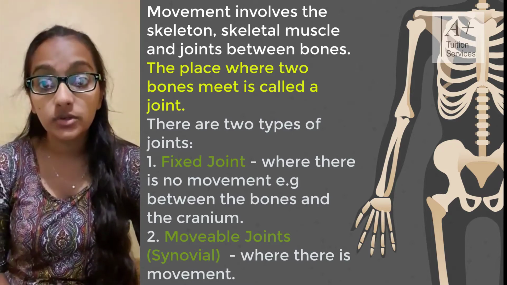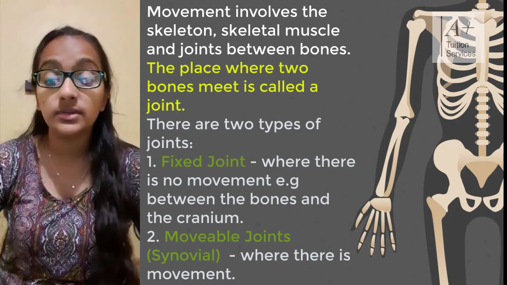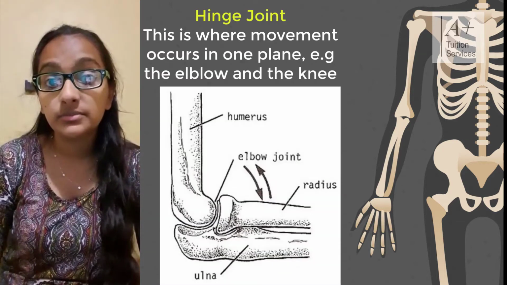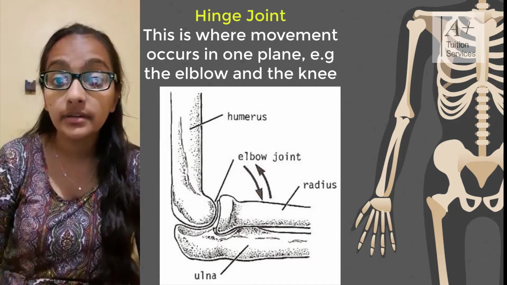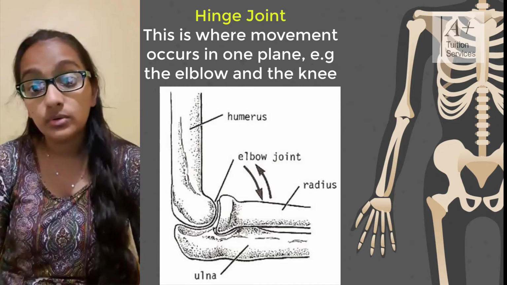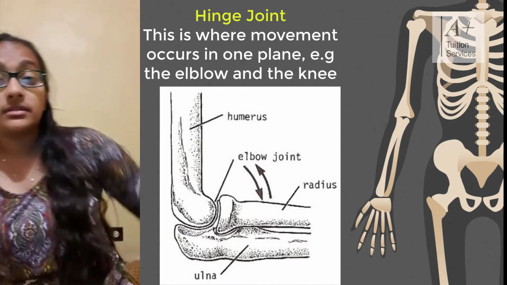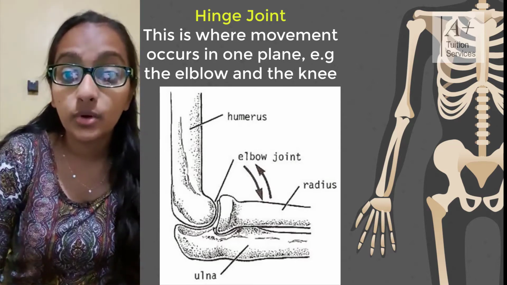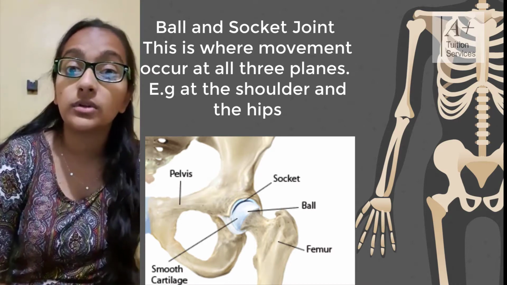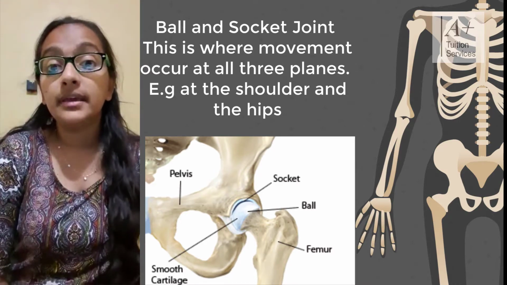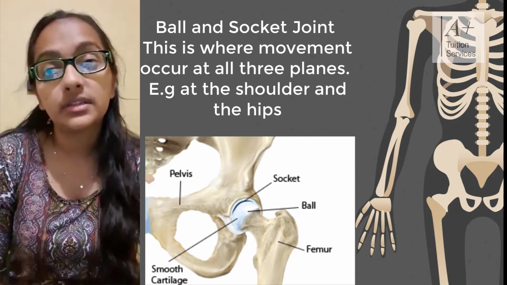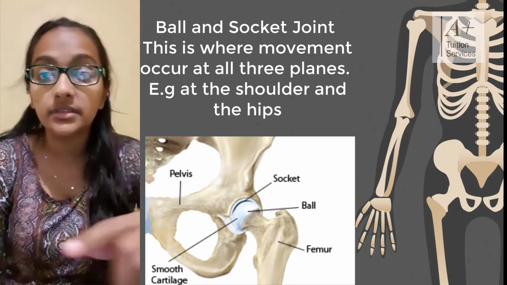The next type of joint is movable or synovial joints, where there is movement. And these joints include hinge joints, in which movement occurs in one plane. Examples are the elbow or the knee, meaning like you could do this and this, that's one plane. And ball and socket joint, where movement occurs in all three planes. Example, the hips and the shoulder joints, so you could rotate it 360 degrees. That's a ball and socket joint.